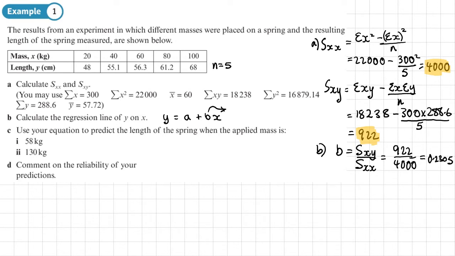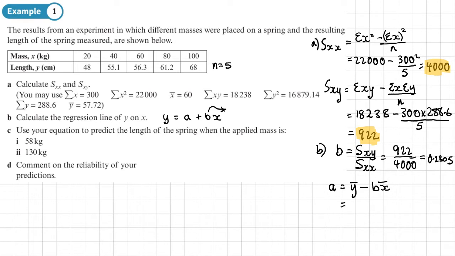And now we're going to calculate a, which is like the y-intercept of our regression line, and a is equal to the mean of y minus b times the mean of x. Now we don't need to calculate the mean of y or the mean of x because they're given here in the question, so we can just substitute now.